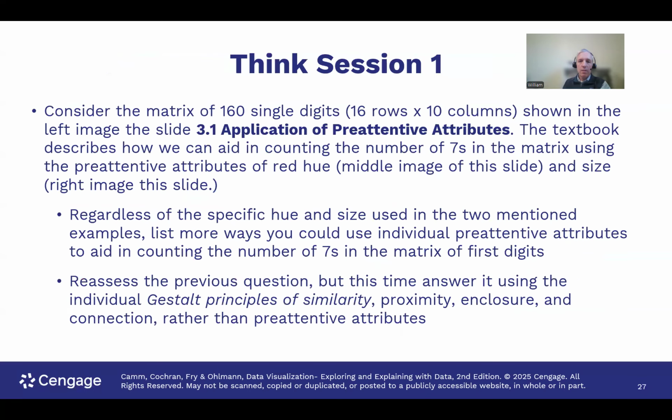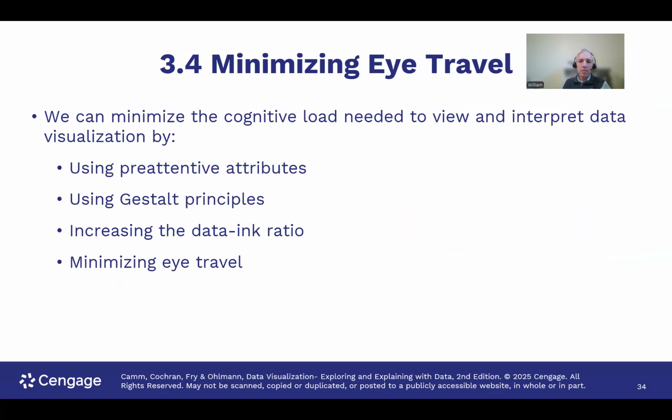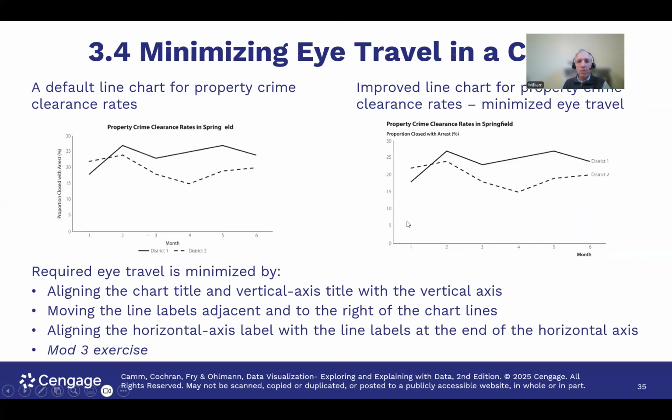Actually, I think I got one down here. Sorry. I'll show you one in just a minute. So, we can minimize that by using pre-attentive attributes, by using Gestalt principles, by increasing the data-ink ratio, and therefore we're going to minimize eye travel.